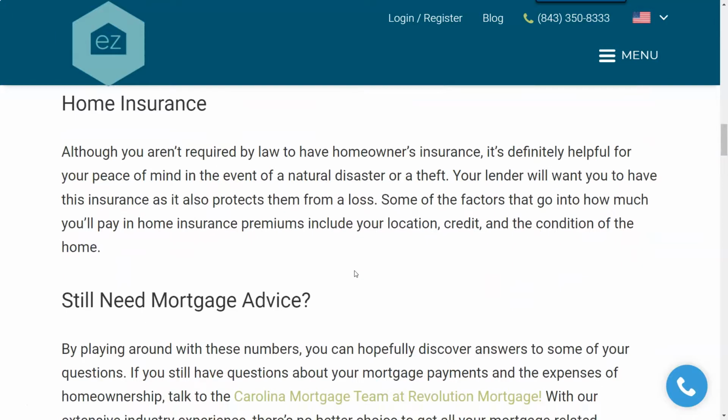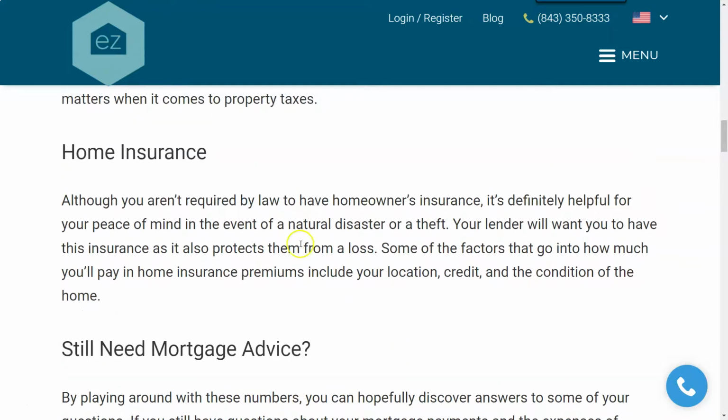Now you're going to have home insurance in your payments, right? Home insurance is going to be in there as well. What do we need to say about home insurance, right? Not much. It's self explanatory. It's going to insure your home from loss.